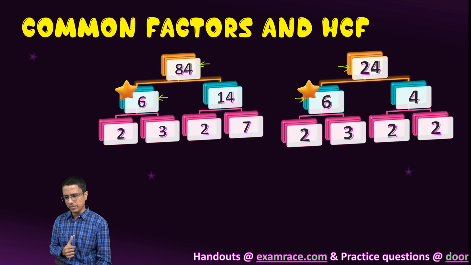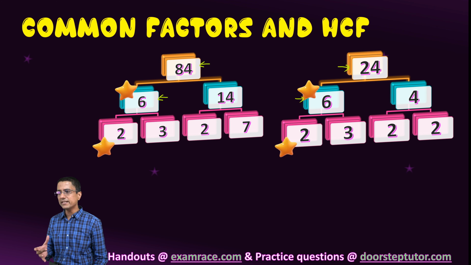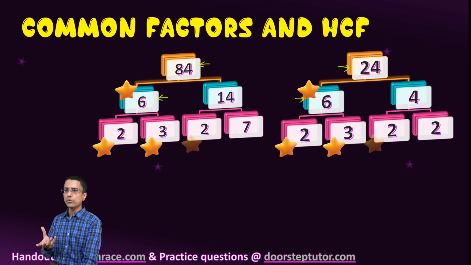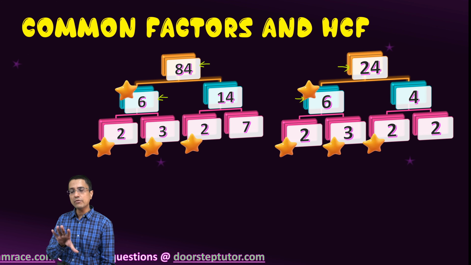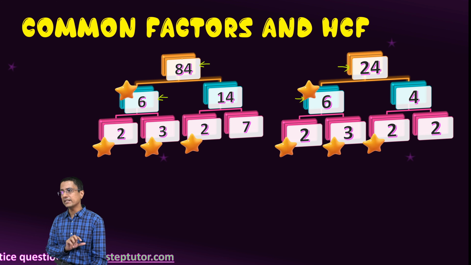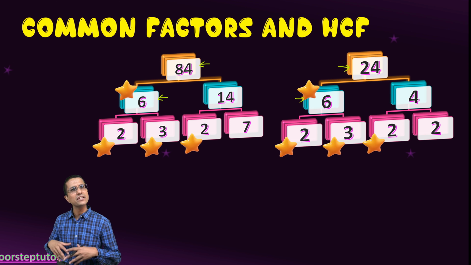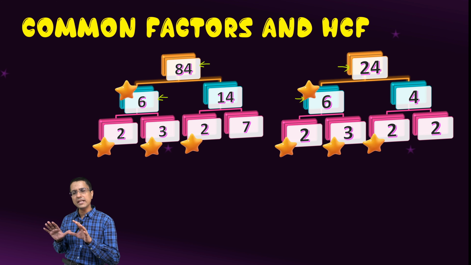So 6 is an example. If we focus on the prime factors, then 2, 3 and 2 appear in both the factor trees. And of course, they are also the common factors of both 84 and 24. So common factors, very simple, not a difficult thing at all.